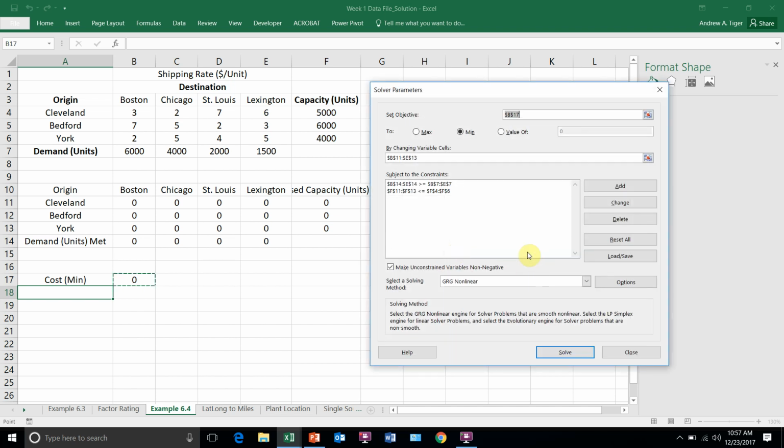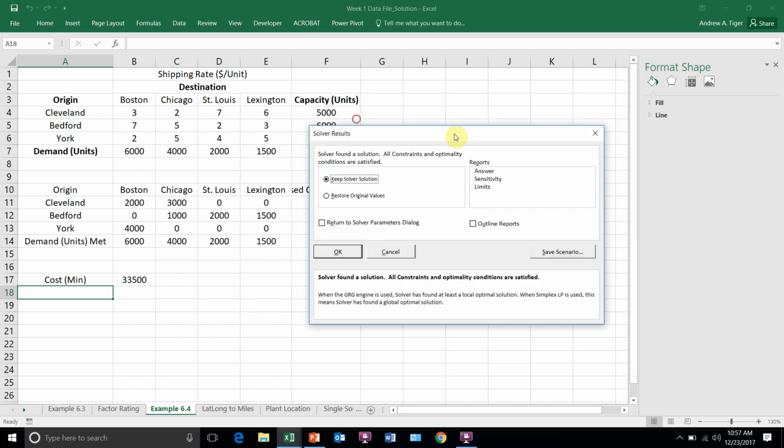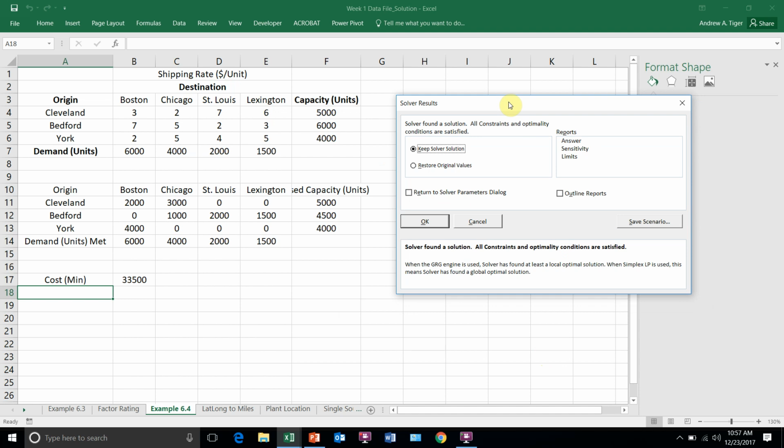And I think that's it. So look, this is what we've done. We've got a cell that we're trying to minimize by changing these cells. I've added 2 sets of constraints. Keep this checked. That forces everything not to be negative. We don't want any negative shipping quantities. And then the last thing is, don't forget to make that Simplex. Hit solve. And that becomes the best answer.